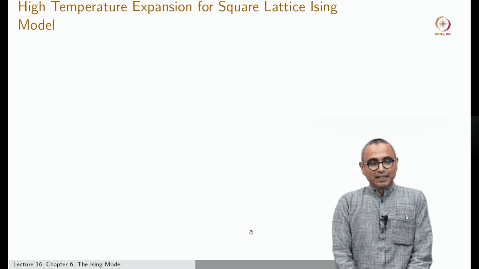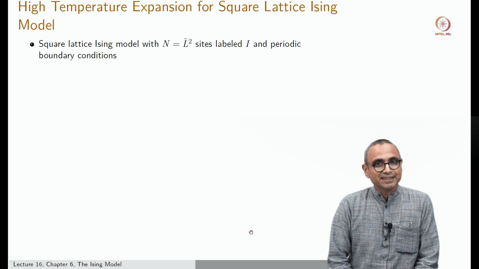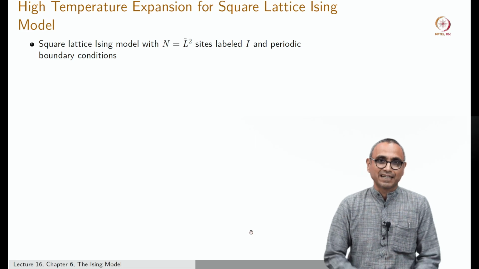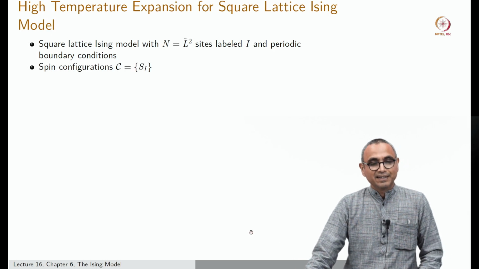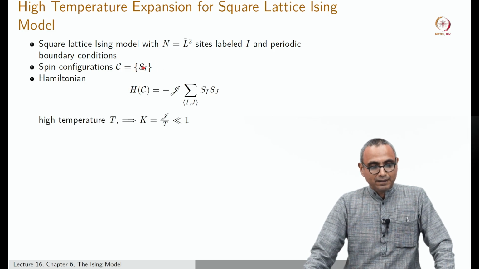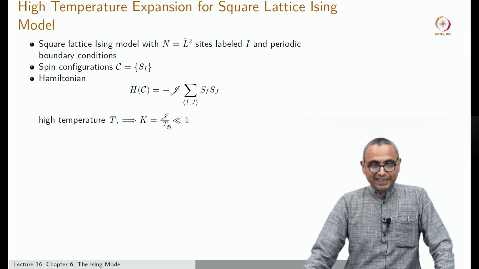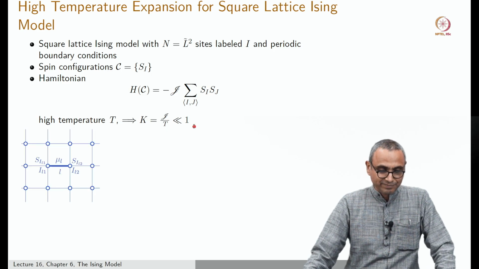Okay, so we'll start with setting out the notation. We again have n sites, so it's an L tilde by L tilde square lattice with periodic boundary conditions. Spin configurations are described by C, and the set of spin values at each site are collected together to form one configuration. The Hamiltonian is given by this. It's a ferromagnetic Ising model with nearest neighbor interaction, and at high temperature, this implies that K, the dimensionless coupling constant which enters the partition function, J by T, is much smaller than 1.